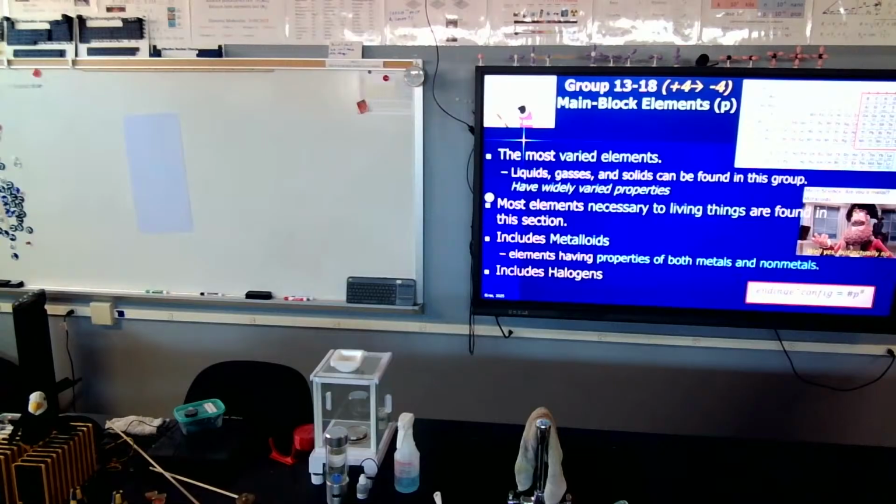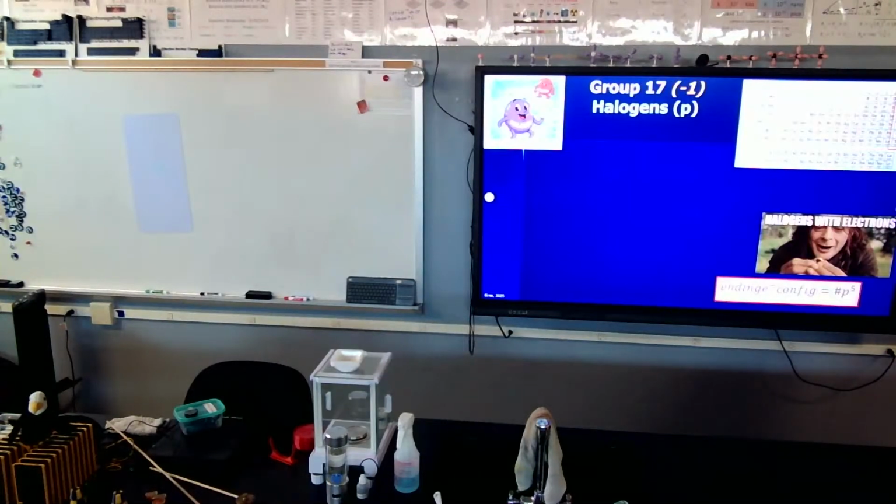And of course, this is also where we have the halogens, group 17. Halogens are cool. They're the next group we're going to talk about. Do you have any questions about the main block? Raise your hand. If you want to talk about halogens, give me a thumbs up. Let's talk about the halogens.